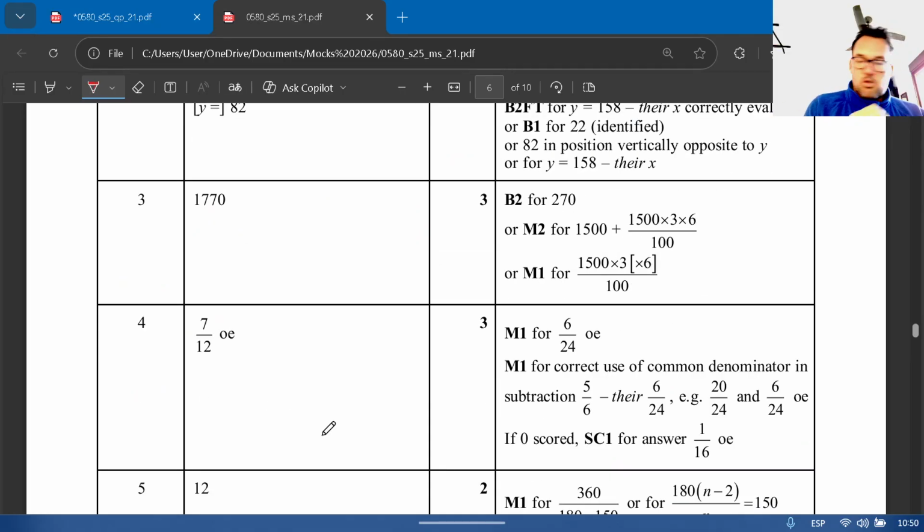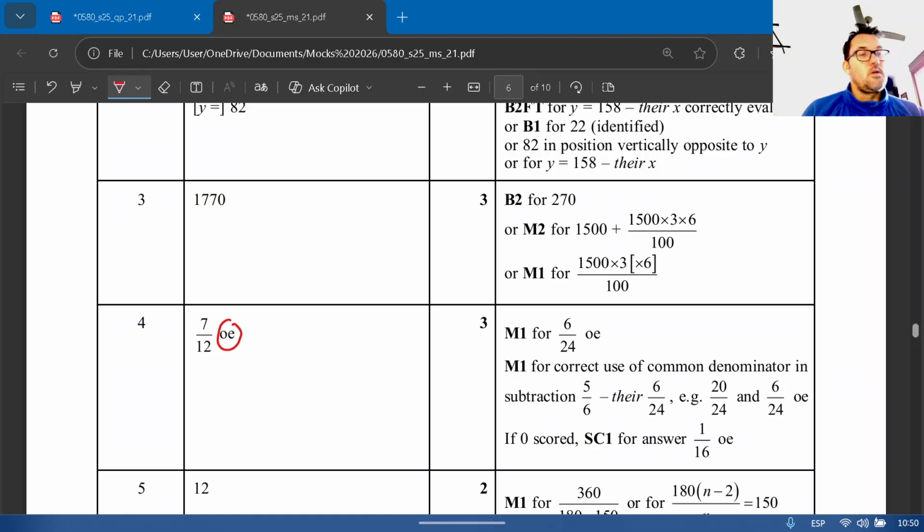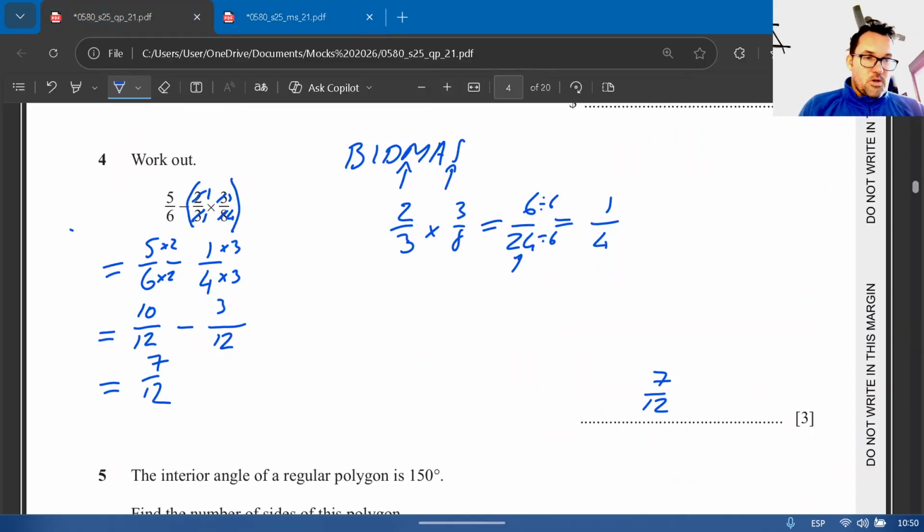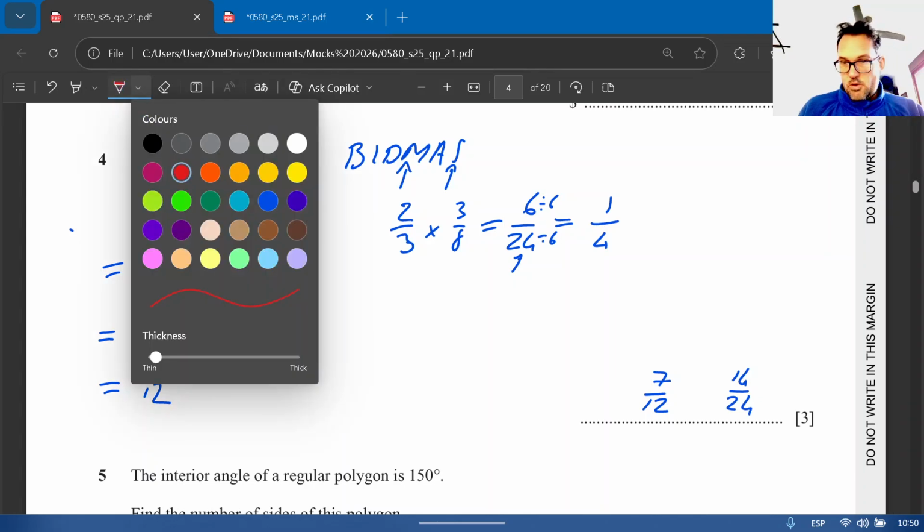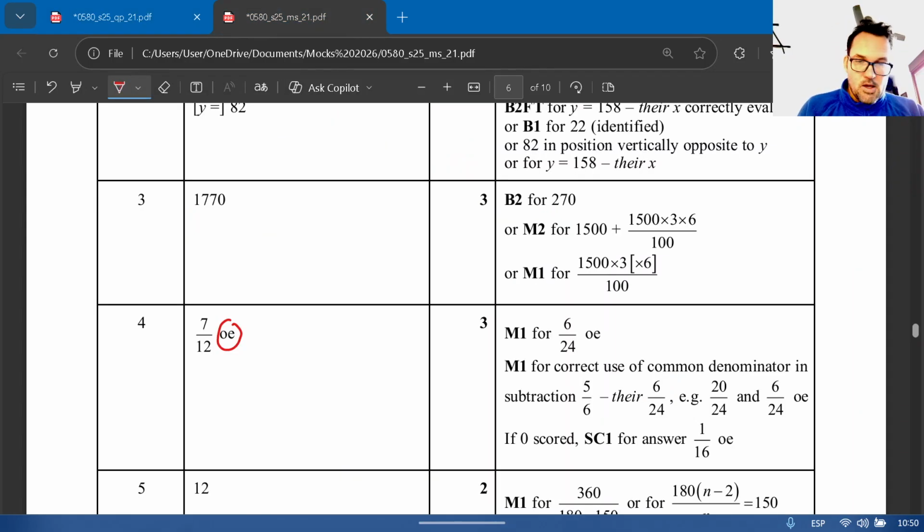Alright, 7 over 12 or equivalent. So this means that we don't have to have it in its simplest form. So you can have 14 over 24, still get full marks. Or 28 over 48.